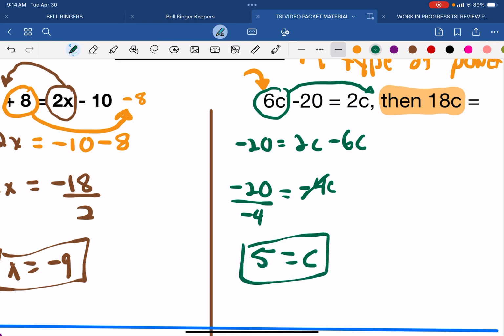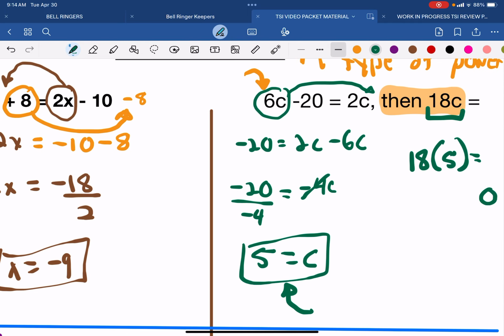But guess what? That's not my answer. That's not what they're asking for. They're asking for 18C. So what that means is basically, hey, yeah, I'm glad we found C, but we're going to plug it into here to see how to do it. 18 times 5, we got to multiply that. 8 times 5 is 40. Carry the 4. 5 times 1 is 5 plus 4 is 9. So 90. That is our answer.